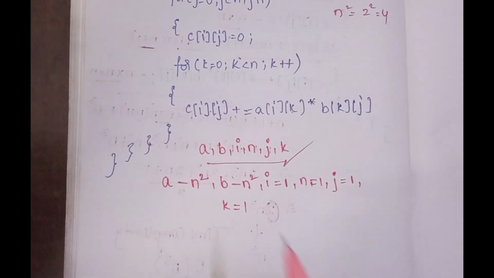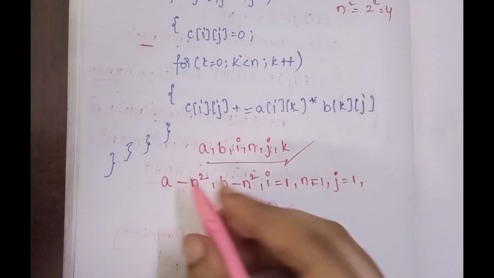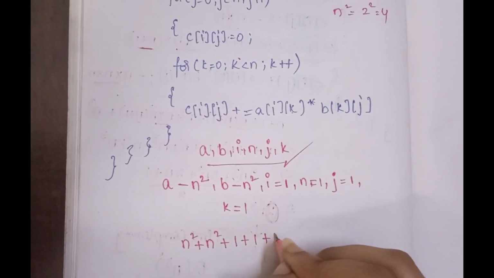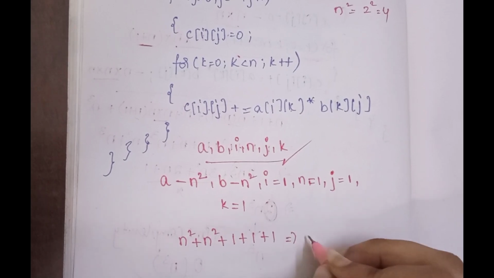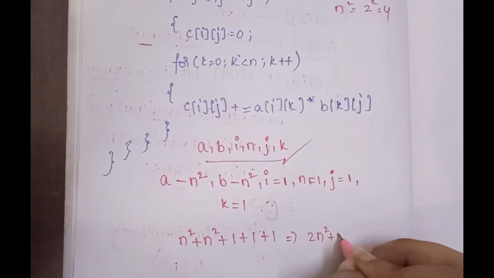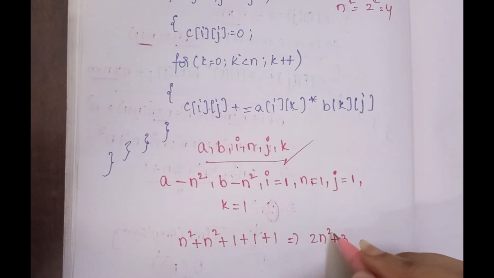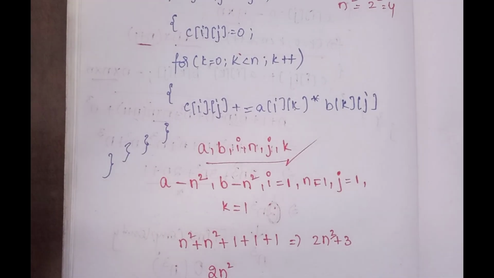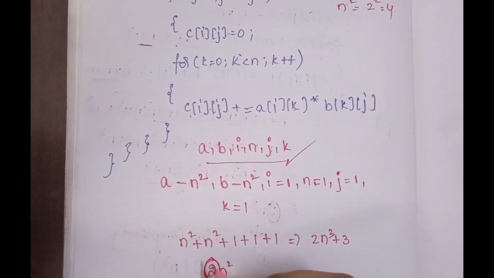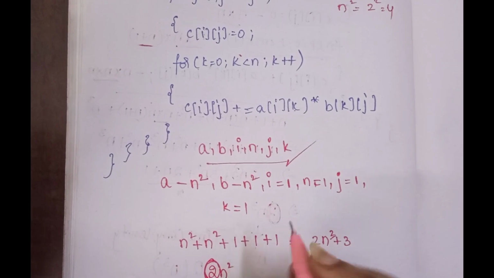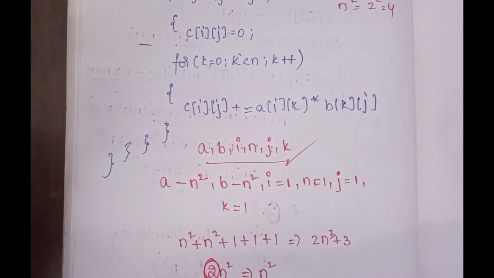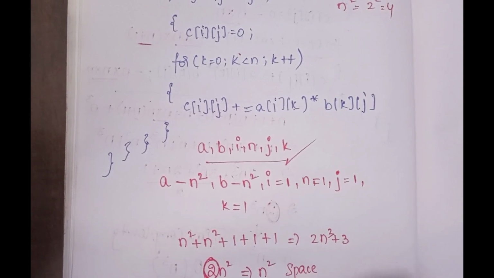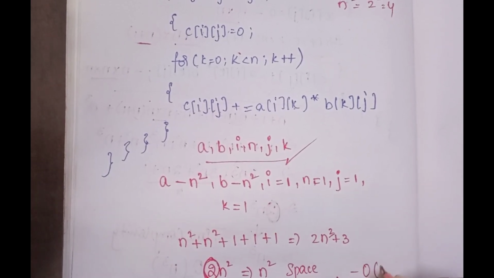So the final answer how you will find, you need to add this. So n square plus n square plus 1 plus 1 plus 1 plus 1. So what it will be? 2n square plus 4. Now according to the rule you need to consider higher exponential value. Higher exponential value అంటే 2n square ని consider చేస్తాం. So now what you will do, you need to remove the constant multiplier. Constant multiplier ని remove చేస్తే you will have n square. So the space complexity is order of n square.